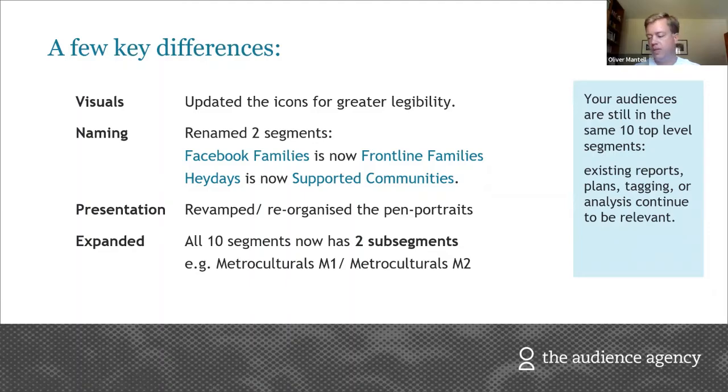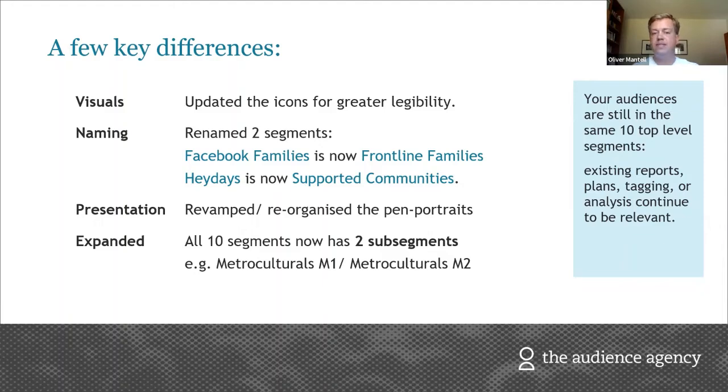And there's a couple of other little tweaks we've done on the way through as well. The most prominent of those probably is we've changed the name of two of the top tier segments. So what was Facebook Families is now Frontline Families, and what was Heydays is now Supported Communities. But nothing else about those groups has changed. So it's the same people in the same categories. Any of your pre-existing profiling or plans or reporting or analysis, all of that's still valid. You just need to find and replace the new name, essentially.